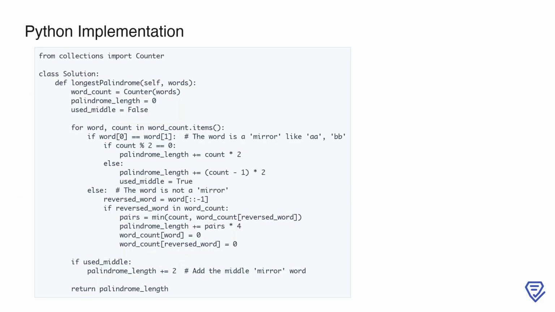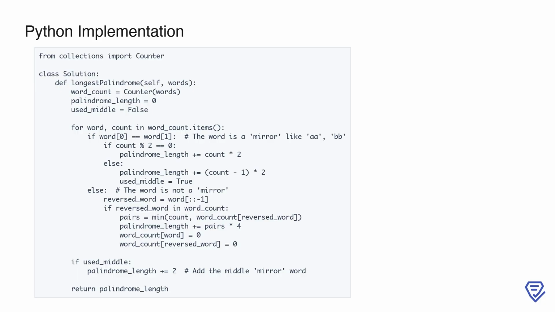This Python solution solves LeetCode problem number 2131, Longest Palindrome by Concatenating Two-Letter Words, by leveraging the collections Counter class to efficiently count word occurrences. The code starts by creating a Counter object, word_count, to store the frequency of each word in the input list. The variable palindrome_length is initialized to 0 to track the total length of the palindrome we will construct, and used_middle as a Boolean flag to manage the use of a central mirror word, like AA or BB, in the palindrome. The solution iterates over each word in the counter.